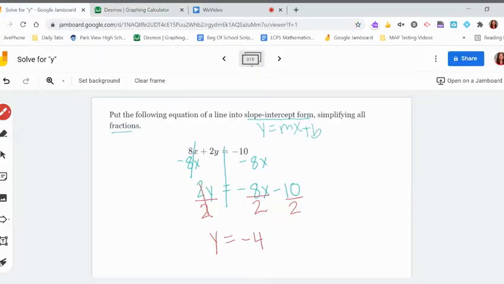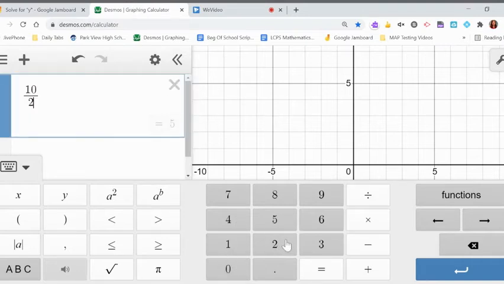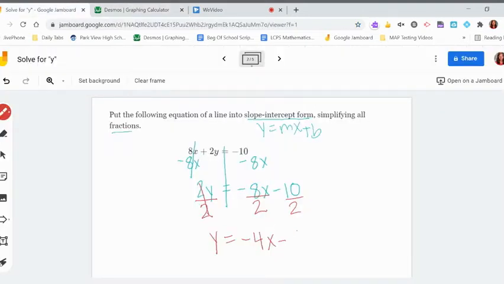There's an x here. Minus 10 divided by 2 is 5. And there is your slope-intercept form. We are now in y equals mx plus b, even though it's minus. Okay, adding a negative is the same as subtracting. Let's look at another example.